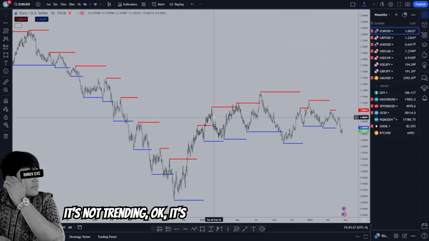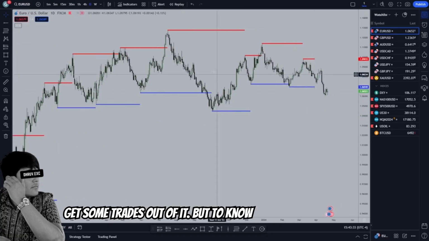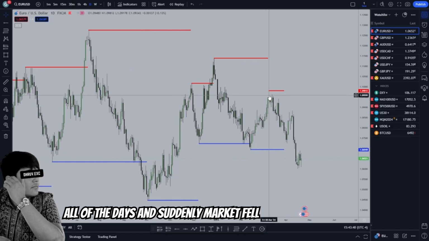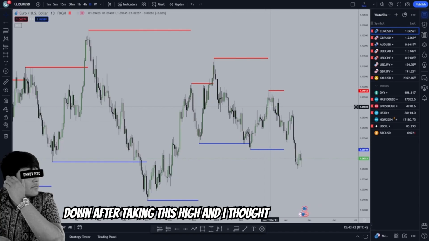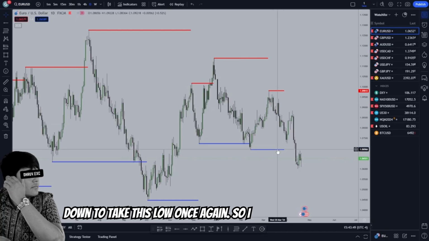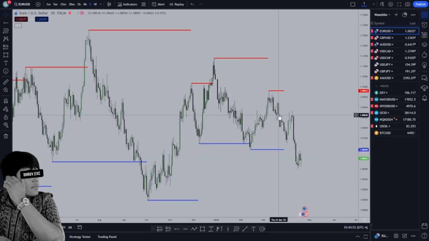It's not trending. Okay, it's consolidating, but we are just trading on the 15-minute time frame, so we can get some trades out of it. But to know the trend, I was bullish over here on all of the days, and suddenly the market fell down after taking this high. I thought this was a fake move, but it was not a fake move. Price was going down to take this low once again. So I took some losses over here on this day and on this day.